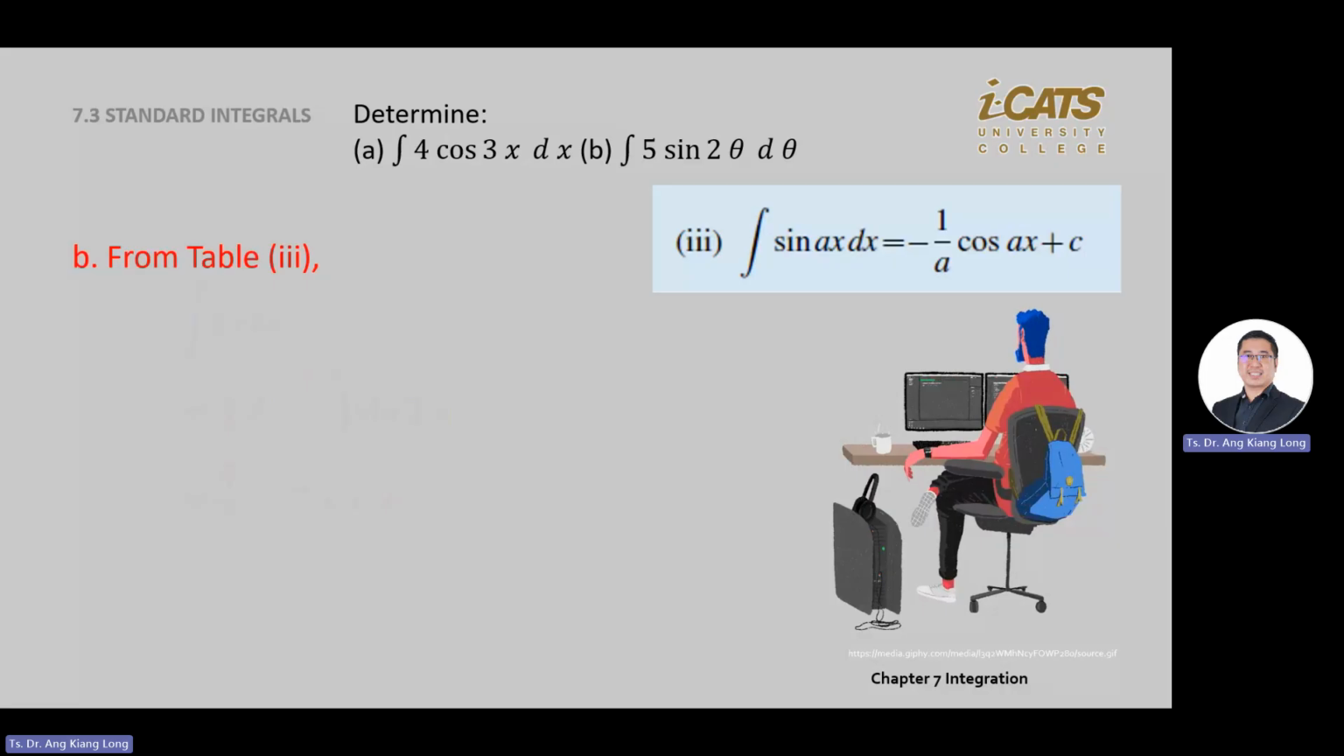Second one, sine, you look for the sine. If you got 5, put 5 to the front. Then you have sine 2x, your 2 is your A. Then you do directly from the table, straight away change this one to this one.